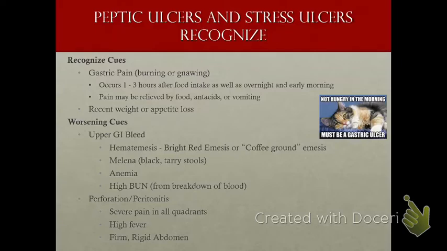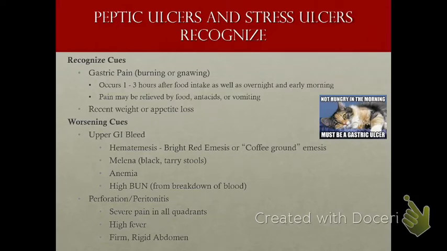It's the surface area that gets damaged, and then it erodes further down into the nerves and further into where the blood vessels are. And if it erodes down to where the blood vessels are and those blood vessels get exposed to acid, then they can bleed. So a bleeding ulcer is a worsening cue, and that would be vomiting up blood.